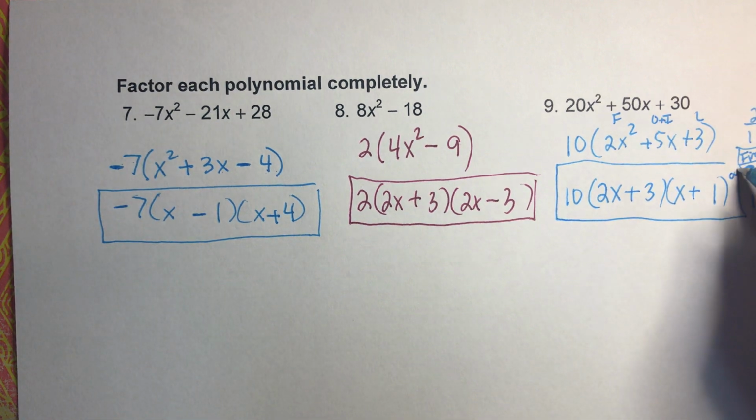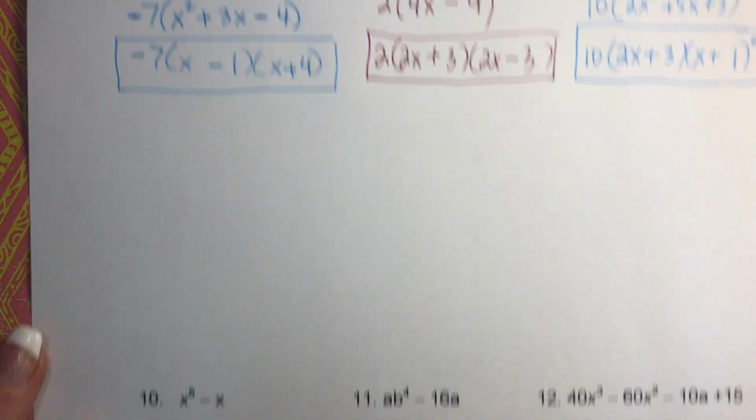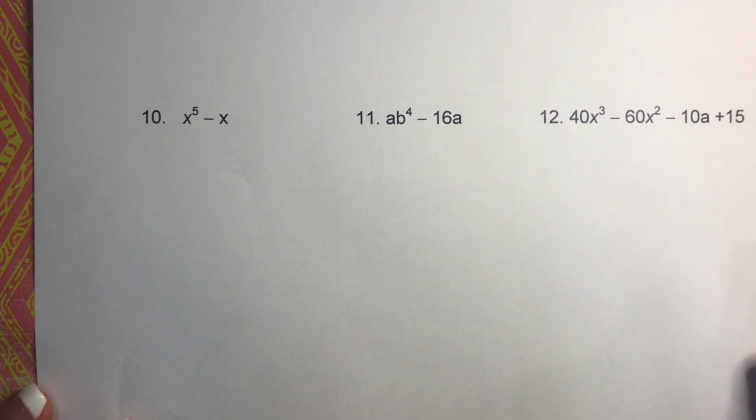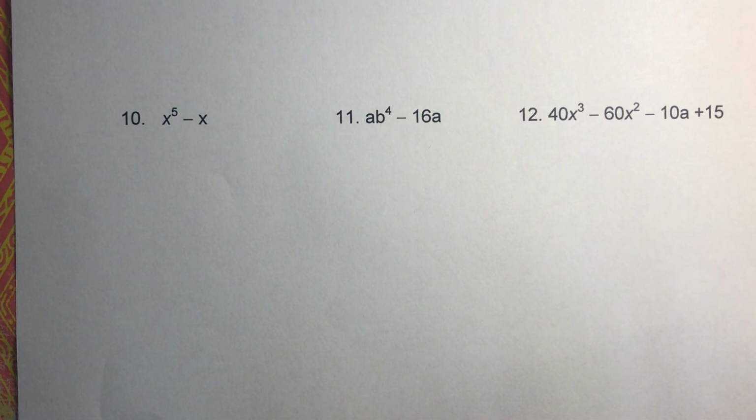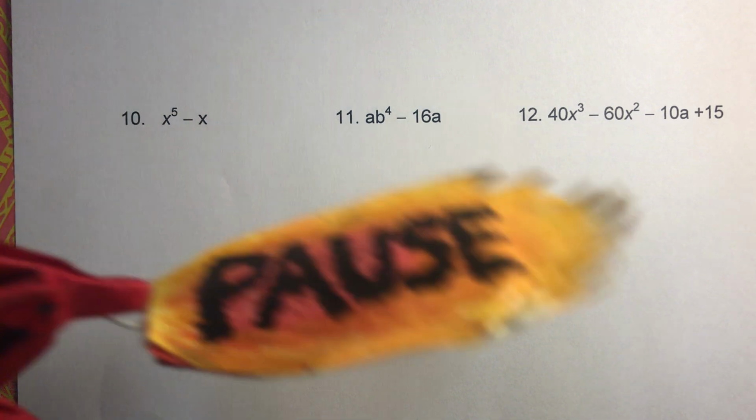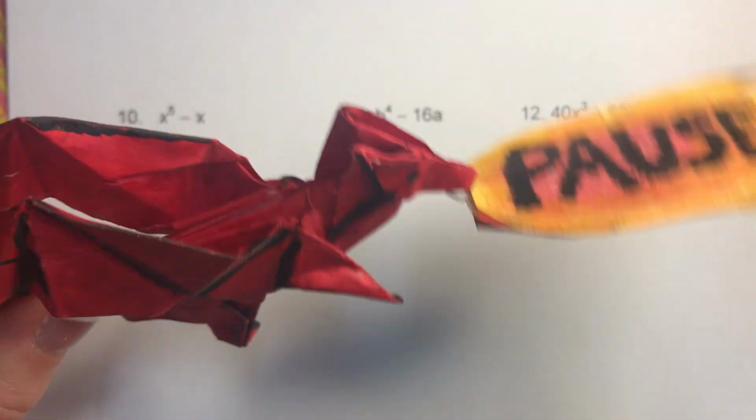If you got that one right, great job. Okay, on to our last 3, 10, 11, and 12. I want you to go ahead and work these ones out. Where's my friend? Here's my friend, the pause dragon, to remind you to pause your device. Go ahead and work out 10, 11, 12, and then we will go over them together. All right, see you in a bit.